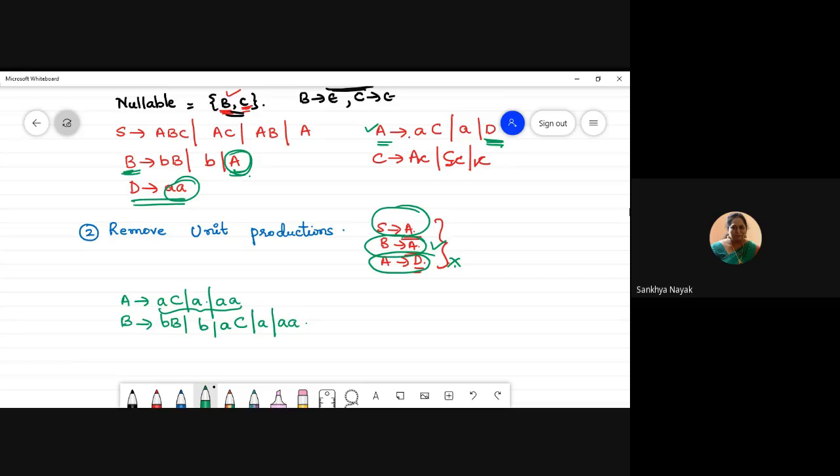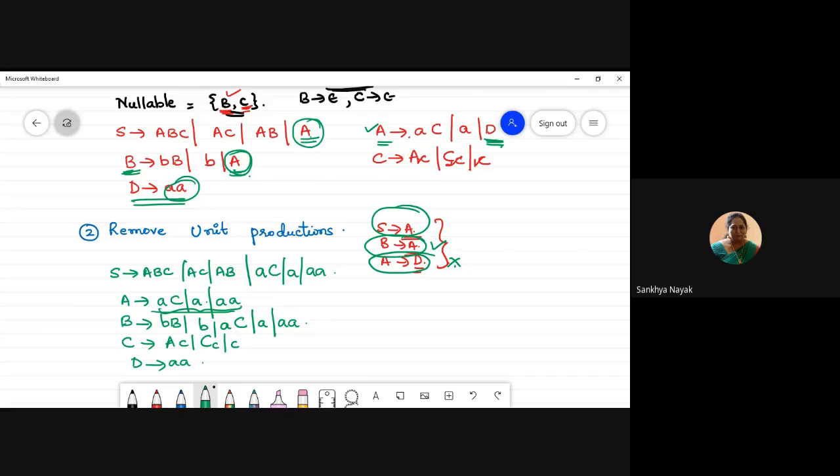Finally, I can remove S derives A. So S derives ABC, AC, AB, I'll write as it is. And S derives A, again this A will be replaced by the right hand side of A. So AC, A and AA. Okay. Did you get the same answer, all of you? And C derives, remaining you write as it is, AC, CC or C, and D derives AA.